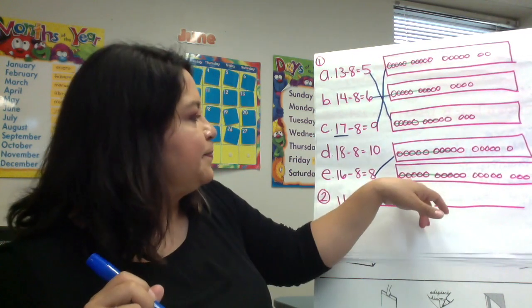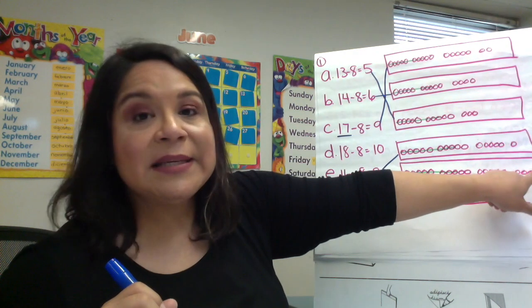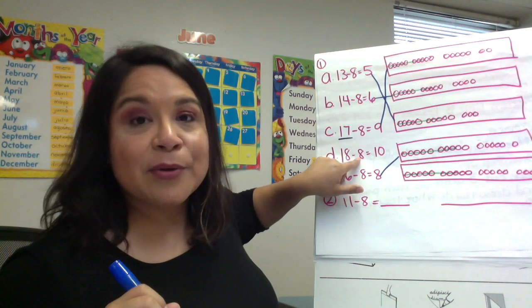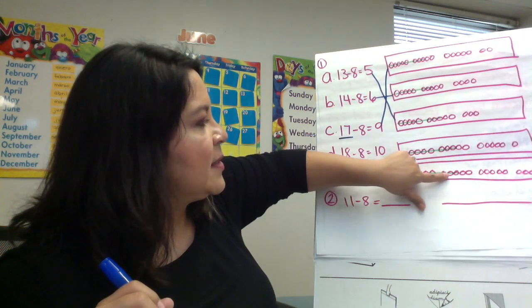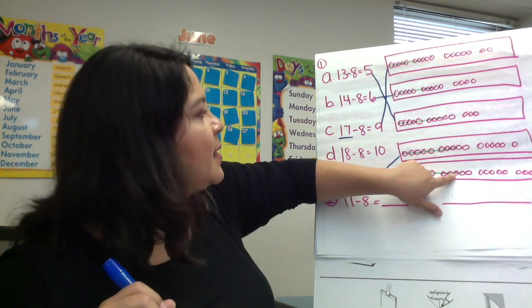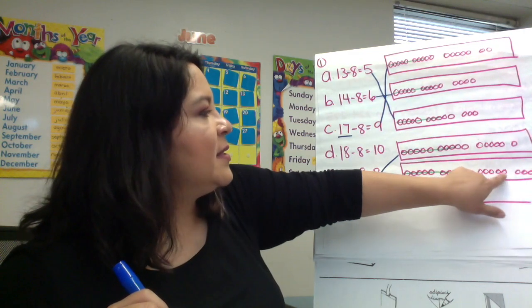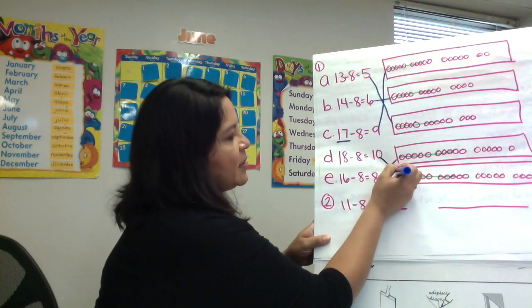And the last one, 5, 10, 15, 16, 17, 18. We have the number 18 right here. Let's check the rest. Minus 8. 1, 2, 3, 4, 5, 6, 7, 8. Yes. And then does it equal 10? 1, 2, 3, 4, 5, 6, 7, 8, 9, 10. Yes, it does. So we're going to go ahead and match it right here.